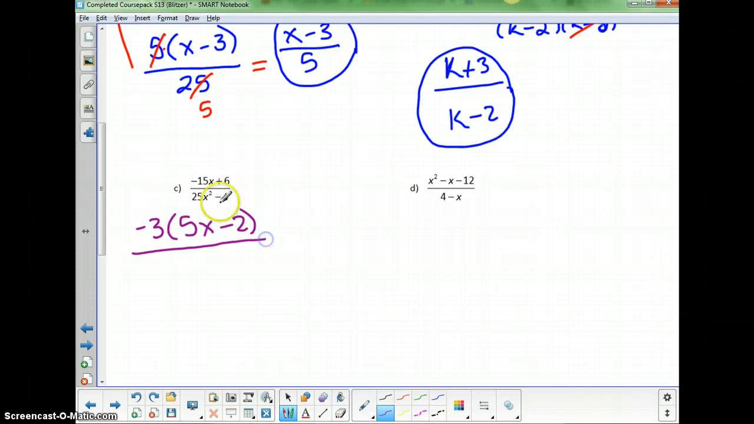On the bottom, that is a difference of squares. It's two terms again. They are all perfect squares. So I'm going to use the difference of squares and factor that as 5x plus 2 and 5x minus 2. Now both numerator and denominator have the factor 5x minus 2, so those will divide out, and my answer is going to be negative 3 divided by 5x plus 2.